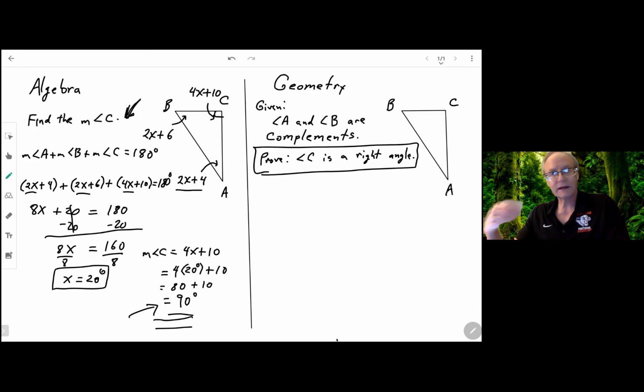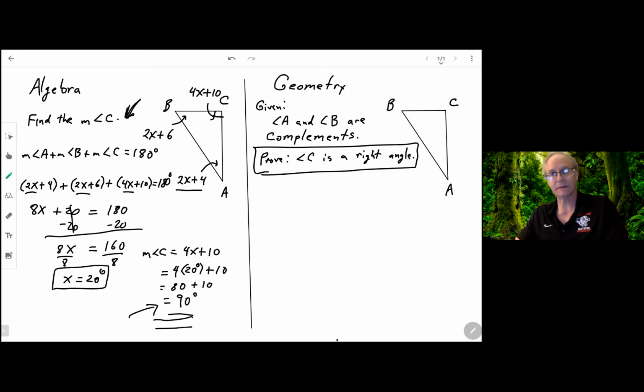Before we ever write down the proof, we know that angle C is a right angle, but we can't use that. We have to start with what they tell us. A and B are complements. What does that mean? Well, we know that if A and B are complements, then their sum is 90 degrees. That's something that we know about complementary angles. So angle A plus angle B is 90 degrees.